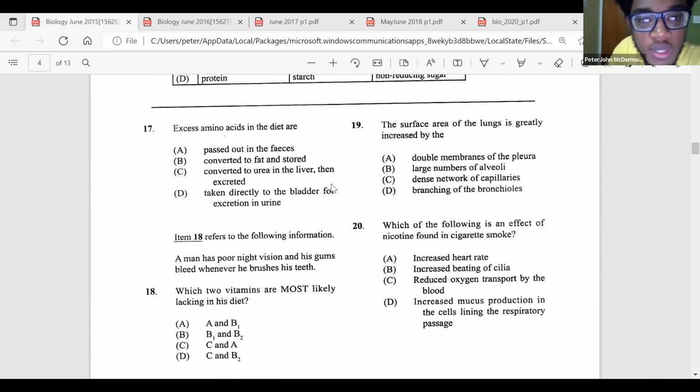But yeah, let's continue. Excess amino acids in the diet are A, passed out in the feces, B, converted to fat and stored, C, converted to urea in the liver then excreted, D, taken directly to the bladder for excretion in urine. Five seconds.